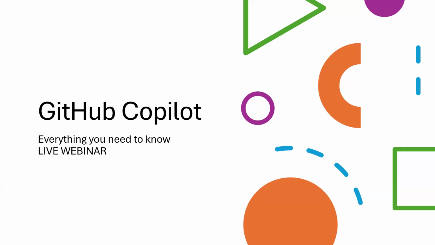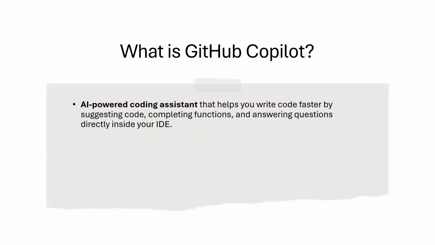Welcome everyone. In today's webinar, we are going to discuss GitHub Copilot, everything you need to know. And what is GitHub Copilot? GitHub Copilot is an AI-powered coding assistant that helps you write code faster by suggesting code, completing functions, and answering questions directly in your IDE.